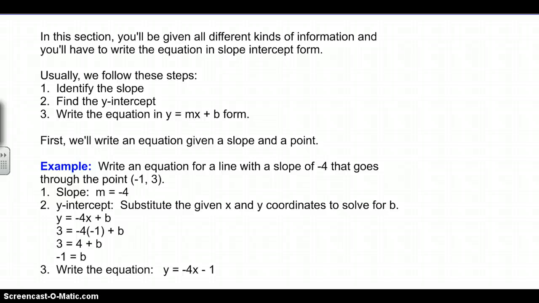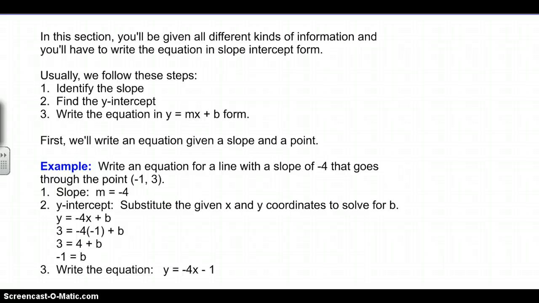Usually we follow these steps when we write something in slope-intercept form. First, we identify the slope. Second, we find the y-intercept. And third, we write the equation in slope-intercept form, which is y equals mx plus b. I'd really like you to stick to this form and make sure you have the work for each step in your homework, on your quizzes, on your tests.